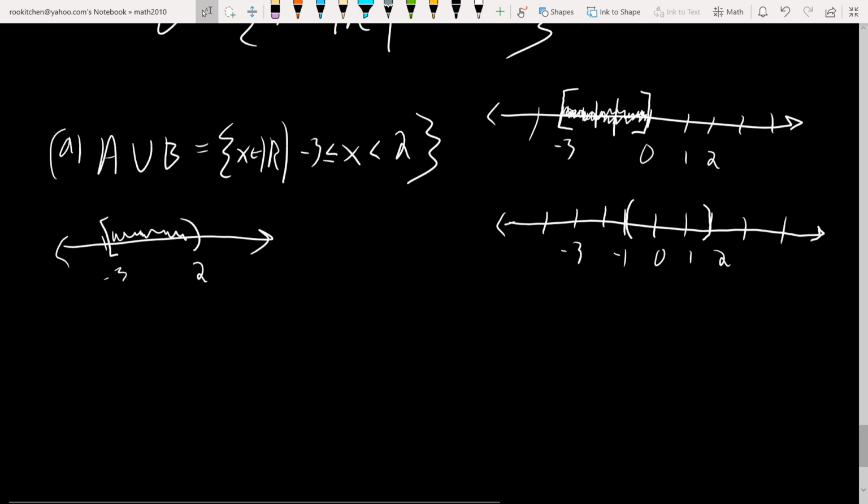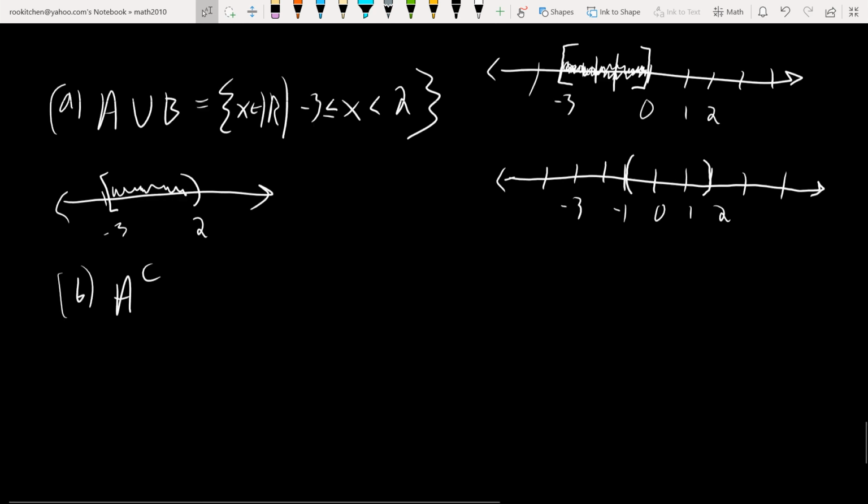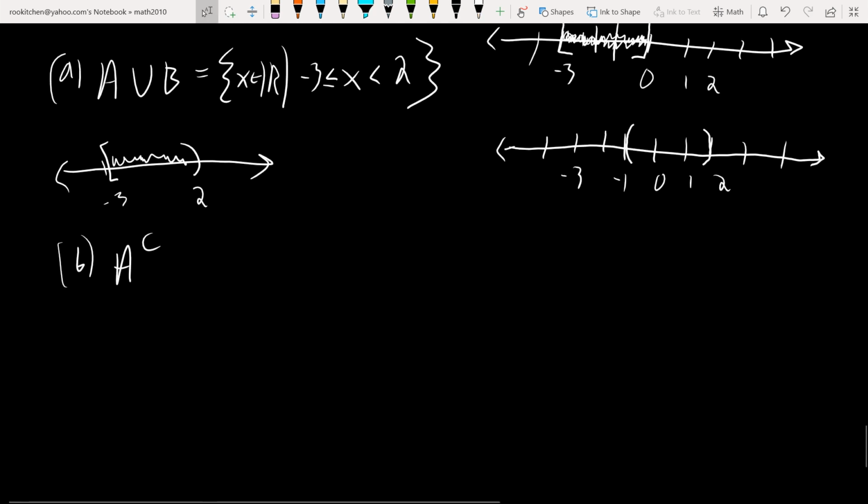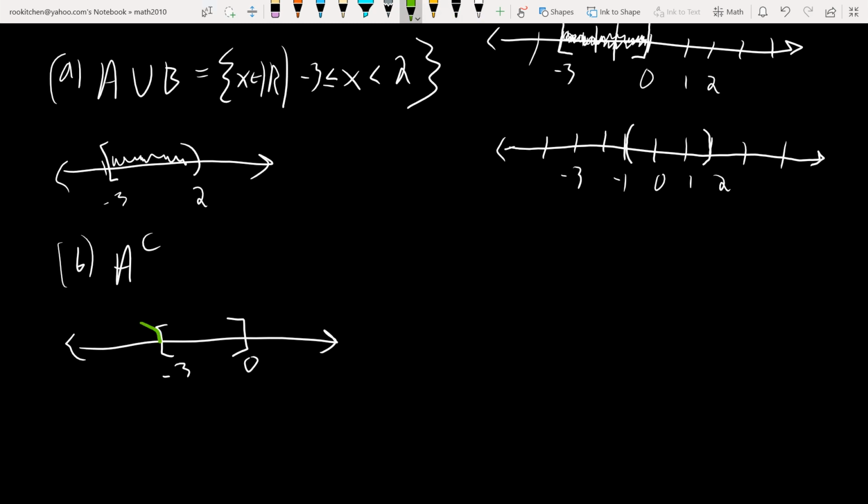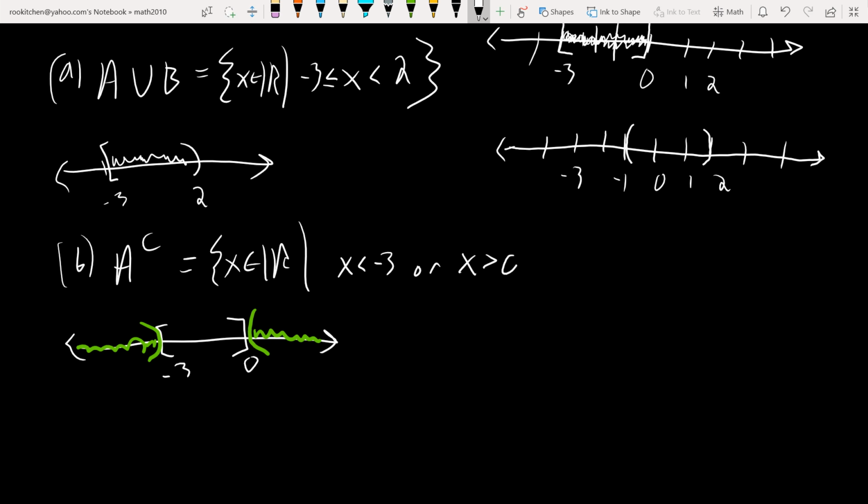Okay. Let's try another one. This is part B. A complement. For a complement, well, what is A again? A would be this interval from -3 to 0. A complement is just the other stuff, right? So it's this part and this part. So it's the set of all x in R such that x is less than -3 or x is greater than 0.